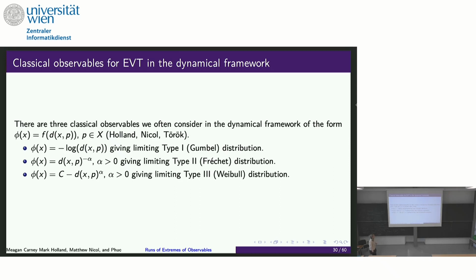And then the last one is just some constant minus the distance between x and a point or a set in the space for a positive alpha, and that gives us a Weibull distribution.